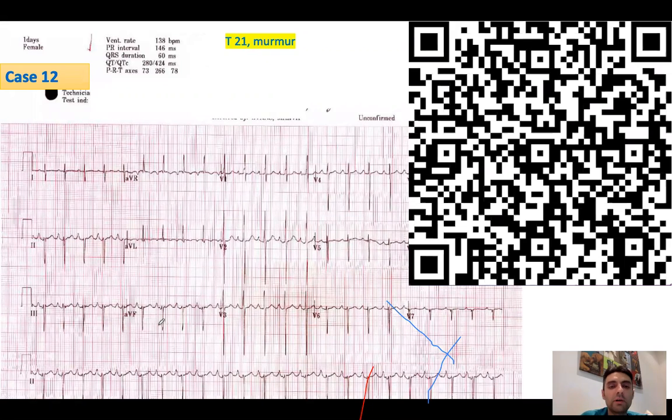Okay, so case 12: 1 day old, trisomy 21, murmur, screening ECG. He's fine, but just has a murmur. That should be easy.